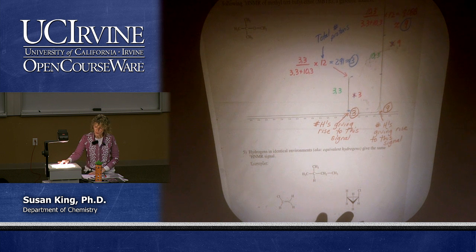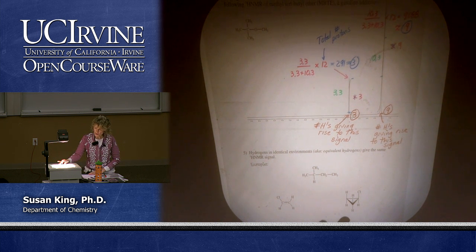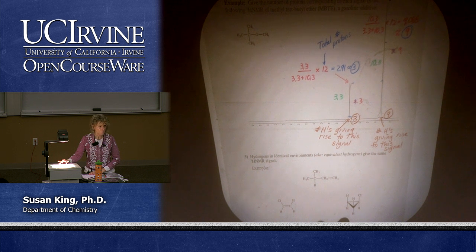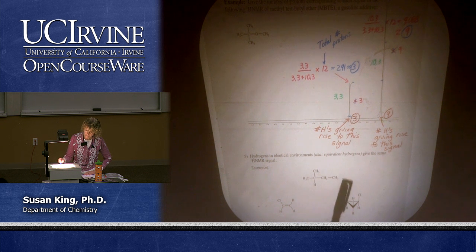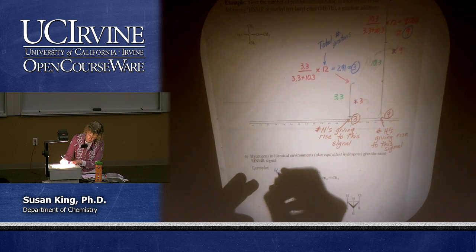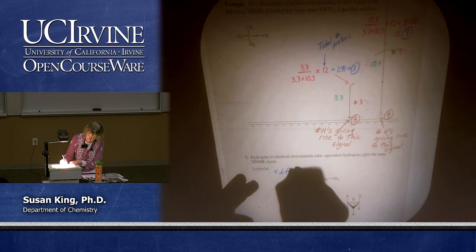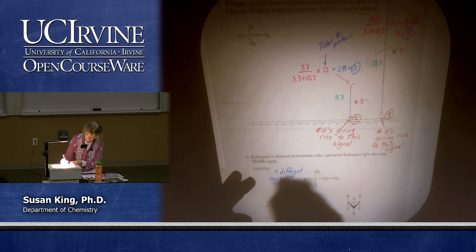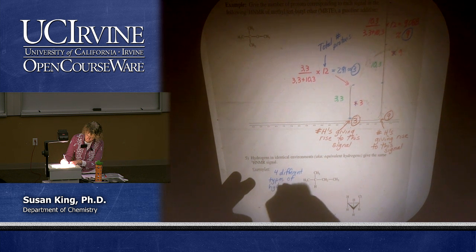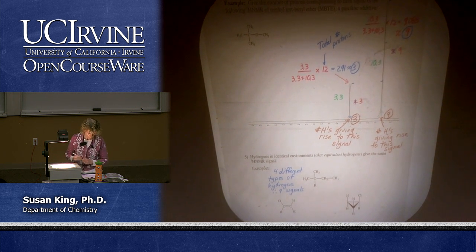All right, point number 5, hydrogens in identical environments, also known as equivalent hydrogens, give the same proton NMR signal. So we actually have 4 different types of hydrogens in this molecule here. So the one on the right, 4 different types of hydrogens. So therefore, we will have 4 signals. Let's look at them. And very often, we label them as A, B, C, and D.